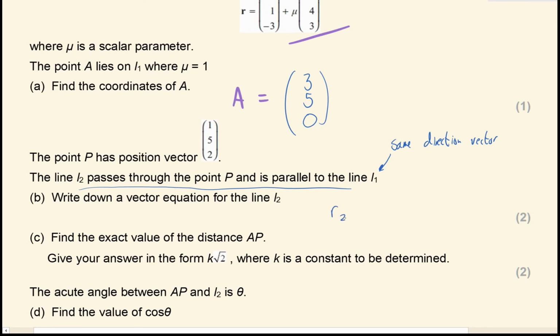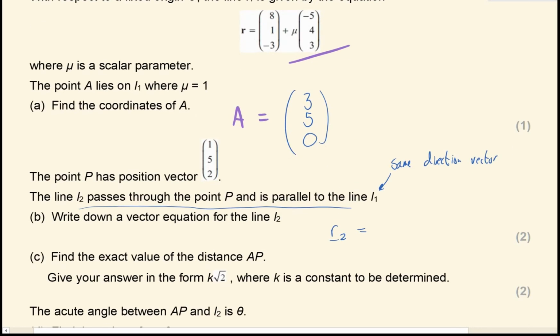So let's call that R2. And it starts with the position vector, 1, 5, 2. And then it's going to have the exact same direction vector. I'm going to change letters because it is parallel.